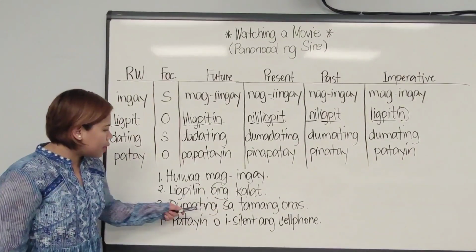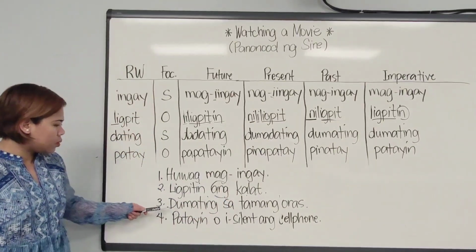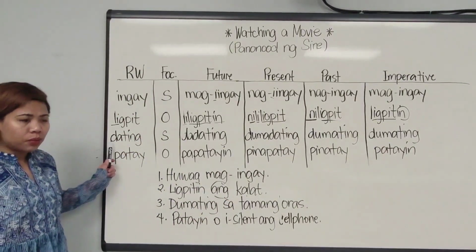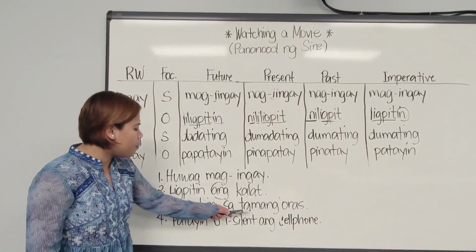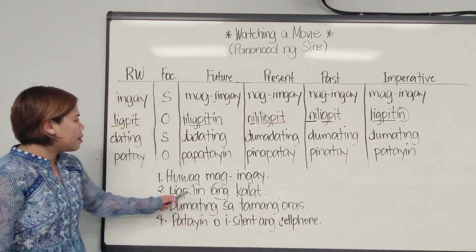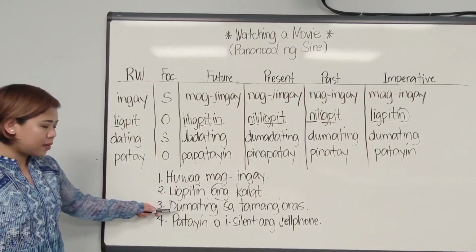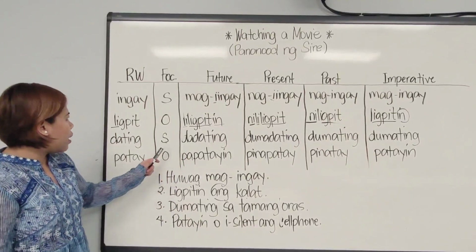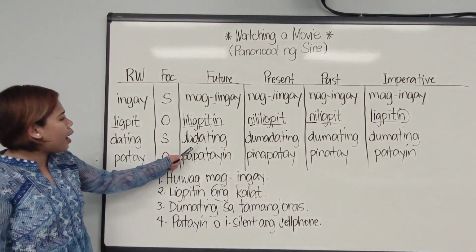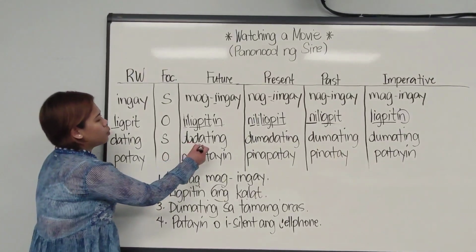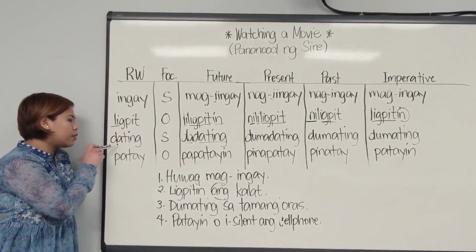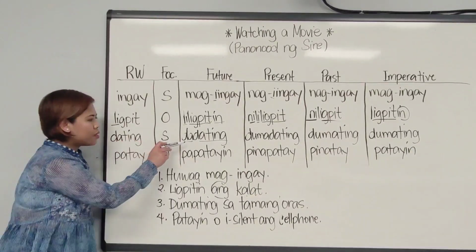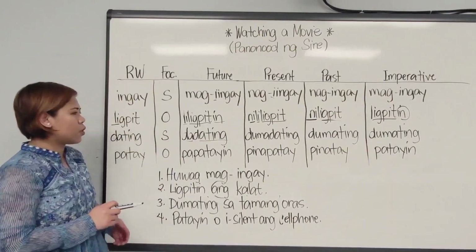Number 3, dumating sa tamang oras. Dumating, dating is the root word to arrive. So you're telling someone to arrive on time. The focus of the sentence is the subject. And then future tense will become dadating. Root word dating, we repeated the first syllable of the root word dating, which is da. So it'll become dadating, future.